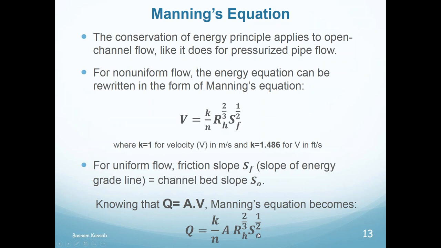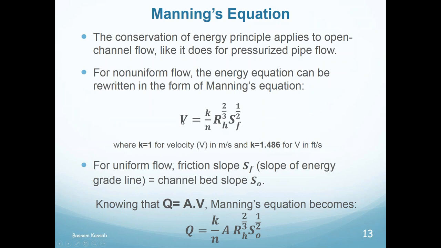The bed slope is the slope of the bottom, lowest point of the channel. That's something you can get from surveying. They give you the elevation of different sections, and then you can find the slope of your channel, at what slope it is. Is it 1%, 1 per 1,000, or 2 per 10,000? So if you know that you can substitute the Sf with S0, and then we know that the flow Q is the area of the cross-section times the velocity, that's known in hydraulics.